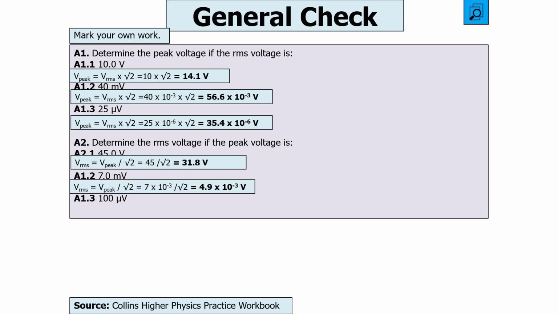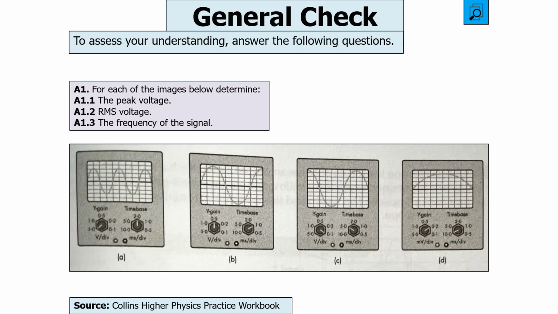So it's 4.9 times 10 to the minus 3 volts. Then here, it's going to be 70.7 times 10 to the minus 6 volts. This next question says, for each of the images determine the peak voltage, the RMS voltage, and the frequency of the signal. So pause the video now, then unpause the video when you want to look through your answers.